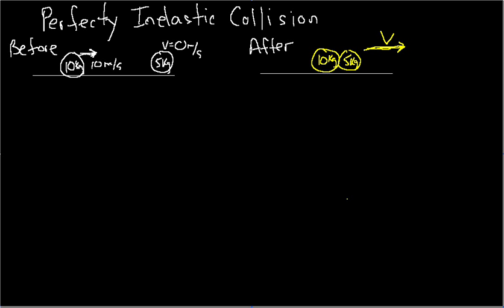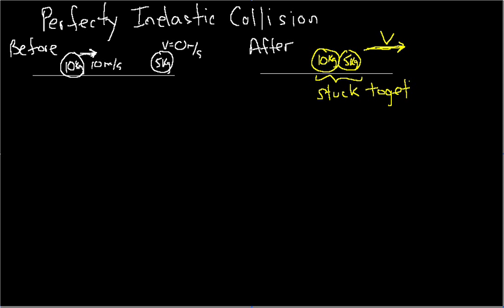before the collision, you have a 10 kilogram object moving at 10 meters per second, and it's moving in the direction of a 5 kilogram object that's at rest. So before the collision, we have momentum, which is just from the 10 kilogram mass. After the collision, the 10 kilogram mass and the 5 kilogram mass are going to stick together, and here they are stuck together.